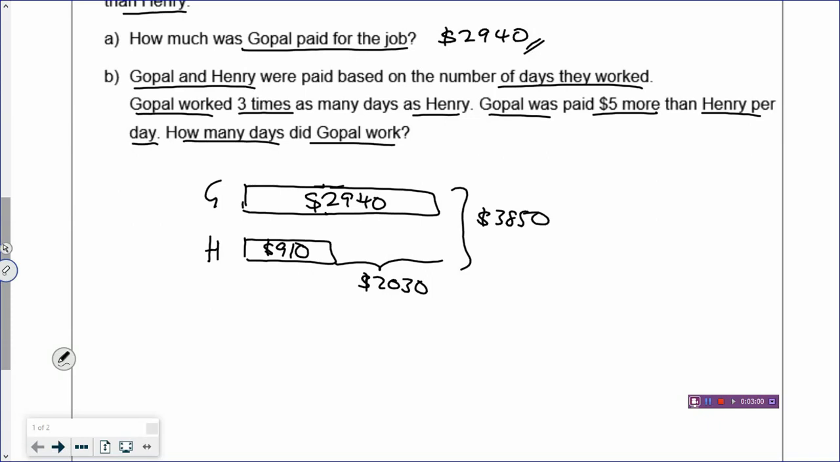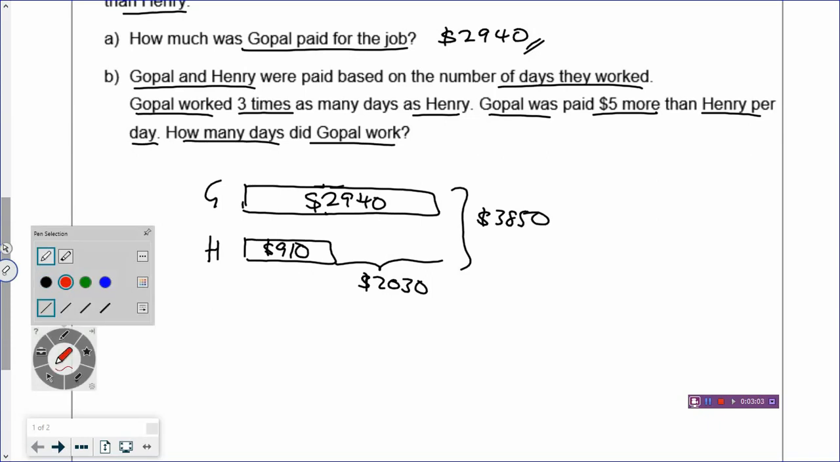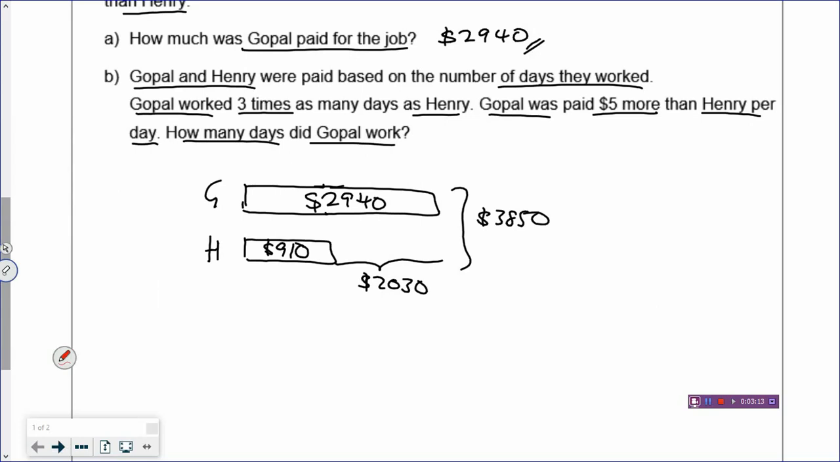So let's read. Now Gopal and Henry were paid based on the number of days they work. So if you look at Gopal's rectangle, which is $2,940, that also represents how many days Gopal worked, right? And Henry was paid $910, so his rectangle represents how many days he worked. But we know that Gopal worked 3 times as many days as Henry. So you look at Gopal's rectangle, which is don't know how many days, but it's 3 times as many days. So I'm going to cut it into 3 groups. 3 times means 3 groups, and then 1 time is like 1 group.